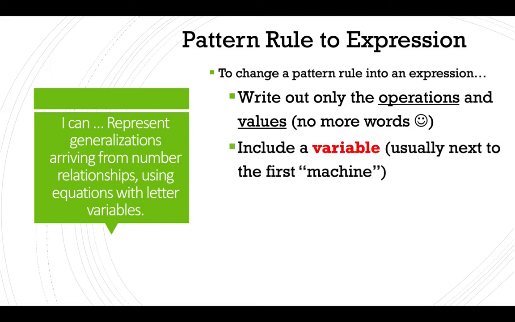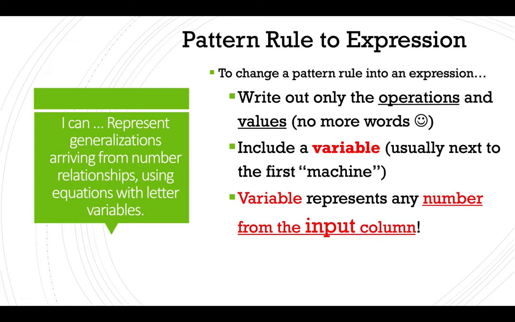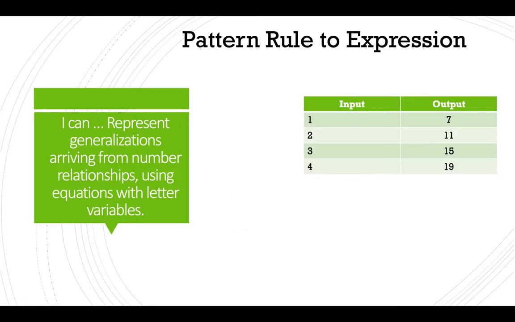Okay, then this is the main thing for today. We're going to include a variable, which usually is put next to the first machine. And I'll be showing this to you. You'll see this as we start doing more of these, but basically, the variable represents any number from the input column. Okay, we'll go through this. I know that you're probably thinking, what on earth is this right now? But I promise we'll get it. Okay, so here we go. This is an example.